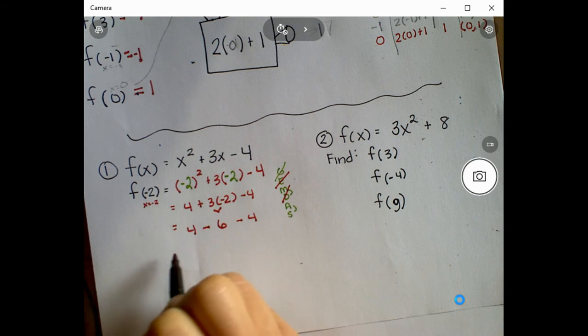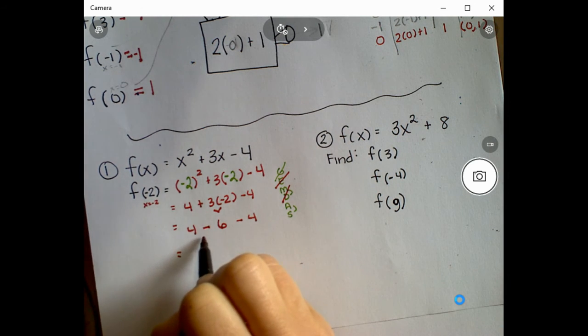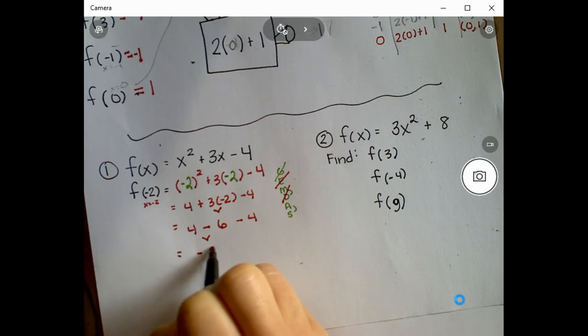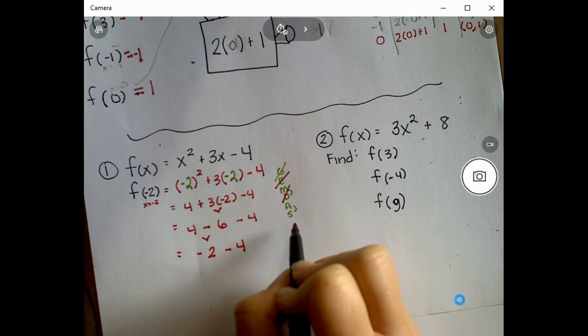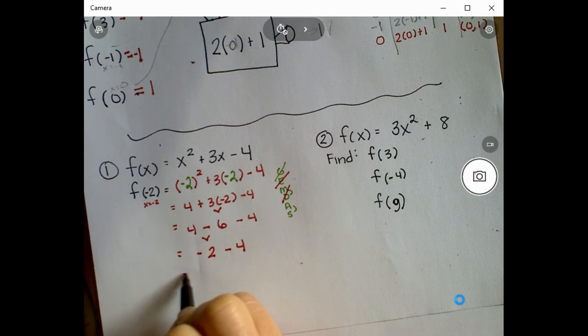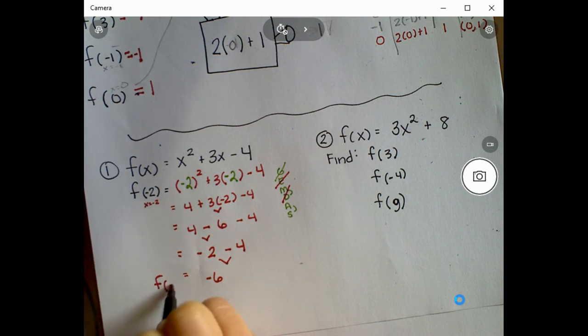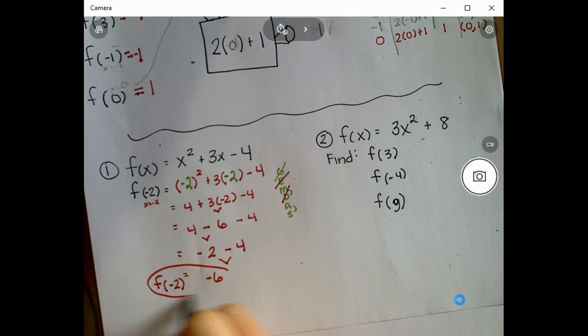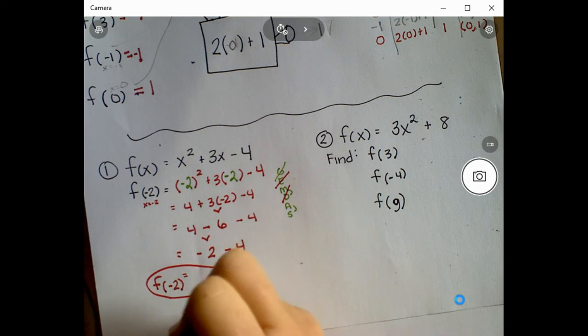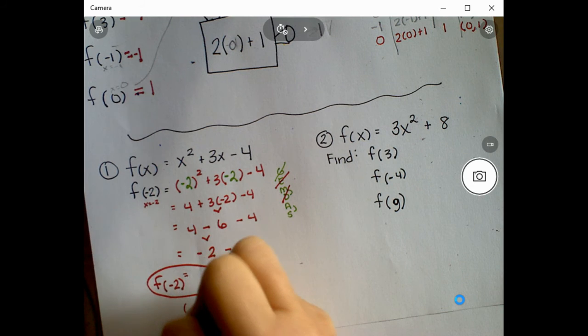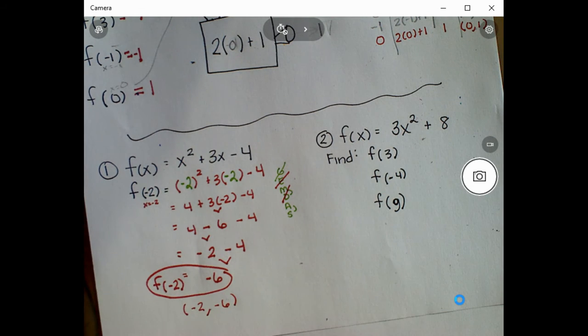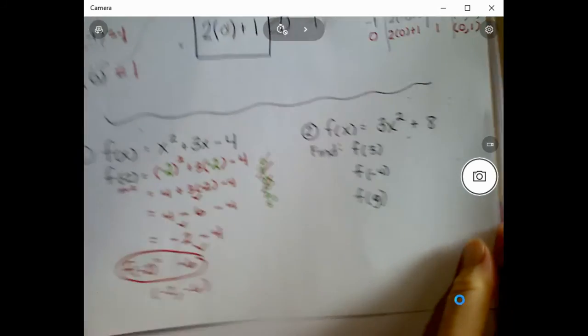Add or subtract left to right. So 4 minus 6 is negative 2. And we have more add and subtract, negative 2 minus 4 is negative 6. So f of negative 2 equals negative 6, which means the coordinate negative 2, negative 6. All right, let's look over here at the next problem.